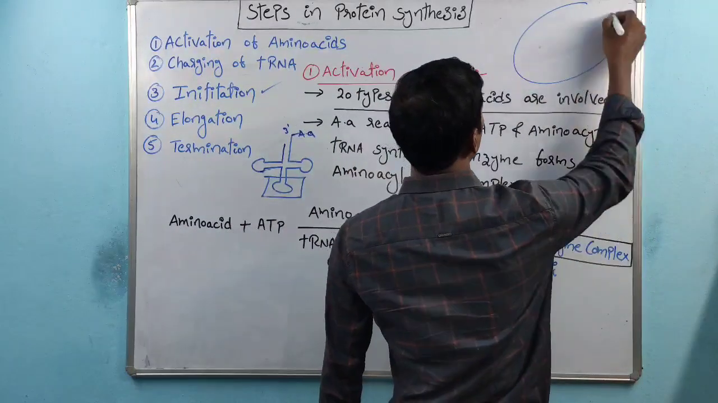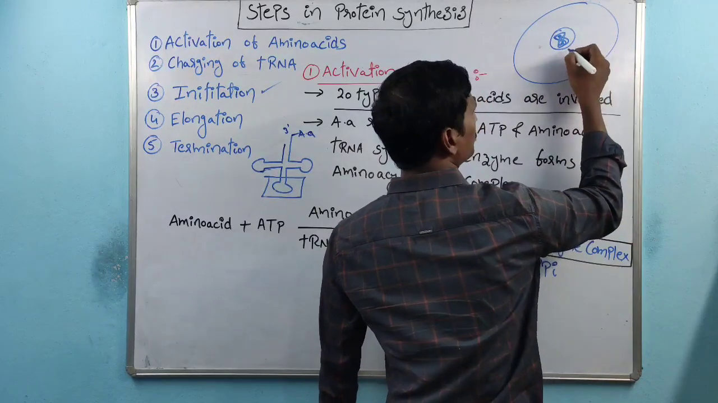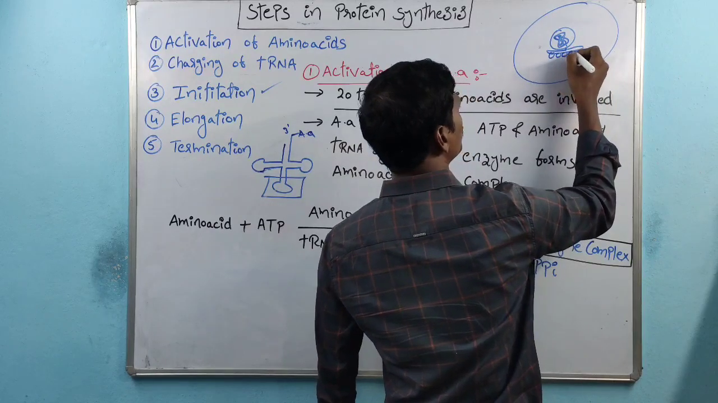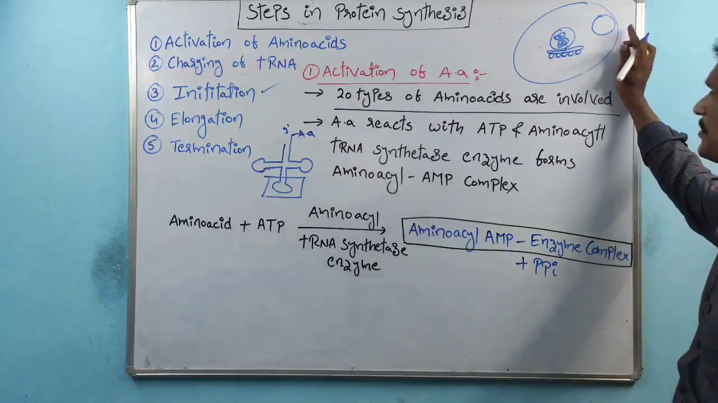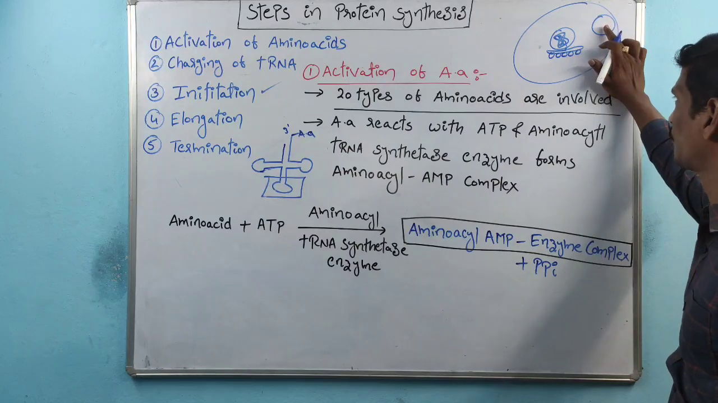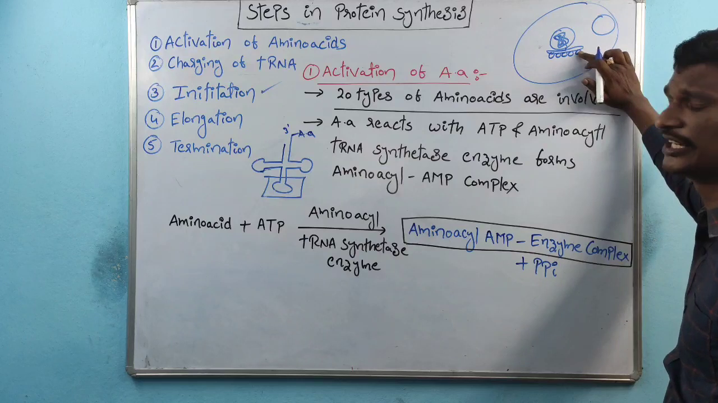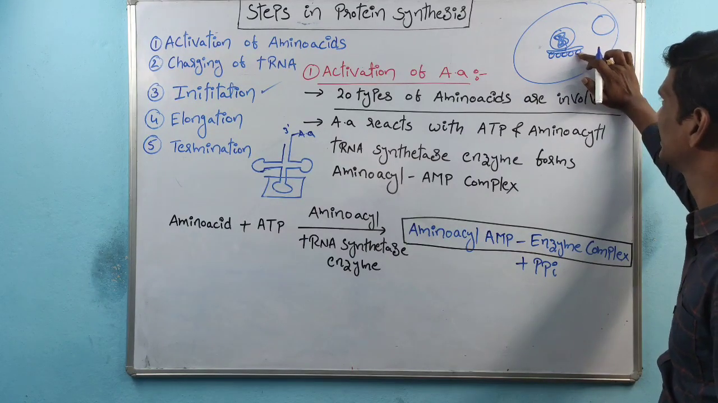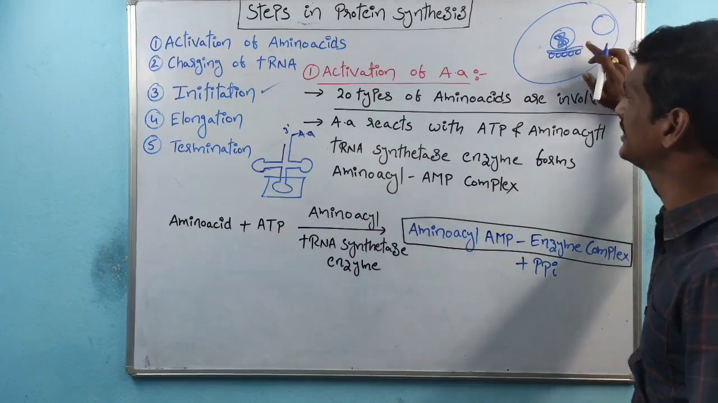This is one of the cells and this is the nucleus, and suppose this is one of the endoplasmic reticulum. Here ribosomes are present. There is an amino acid pool, meaning all 20 types of amino acids are present here. This is called the amino acid pool. From this place to the protein synthesizing site, amino acids are transported by the tRNA.